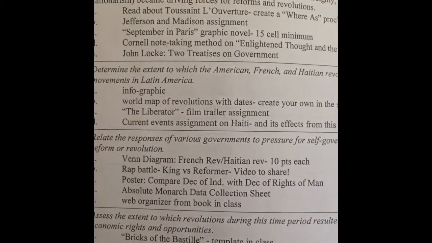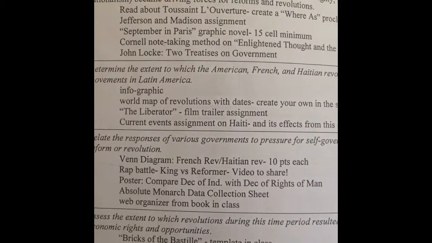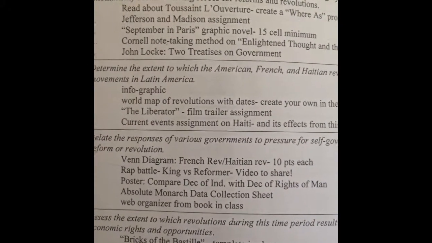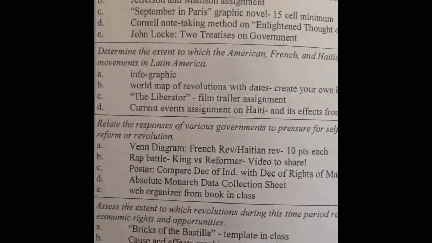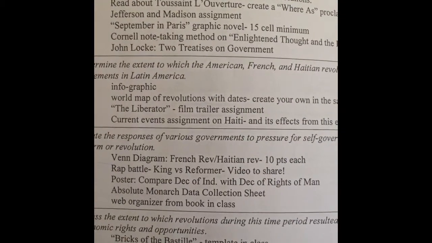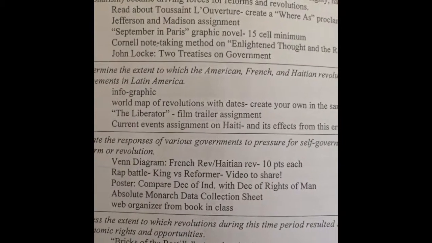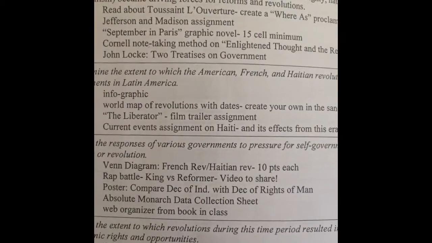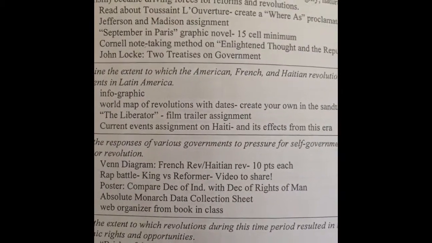A king who was challenged, King George, King Louis. Can even be a queen, right? Marie Antoinette. And then a reformer. A leader in the French Revolution, a leader in the American Revolution, and make a rap battle between them.